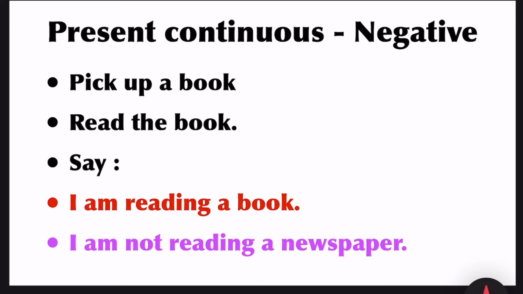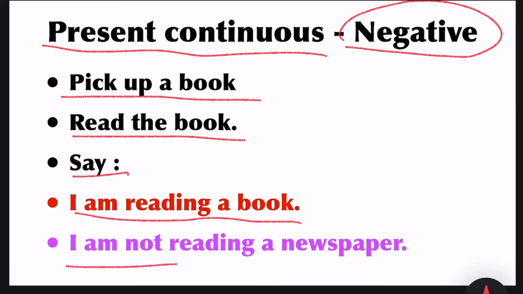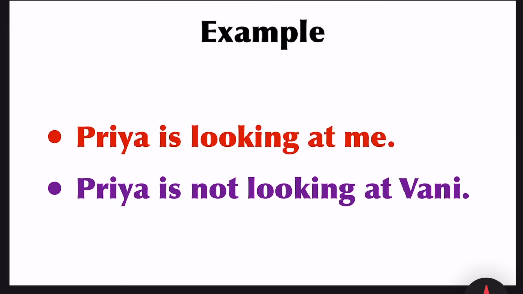Now, we are going to discuss the present continuous negative form. Pick up a book, read the book. Say, I am reading a book. I am not reading a newspaper. At present, you are reading a book. You are not reading a newspaper. This sentence, I am reading a book, is a positive sentence, and I am not reading a newspaper is a negative sentence.